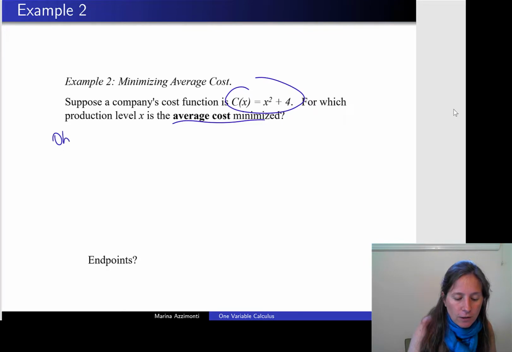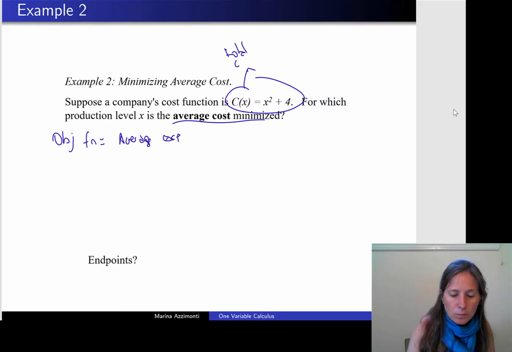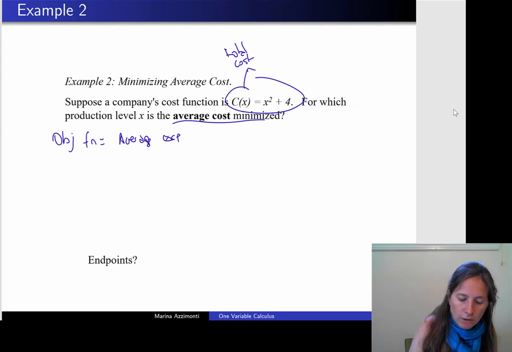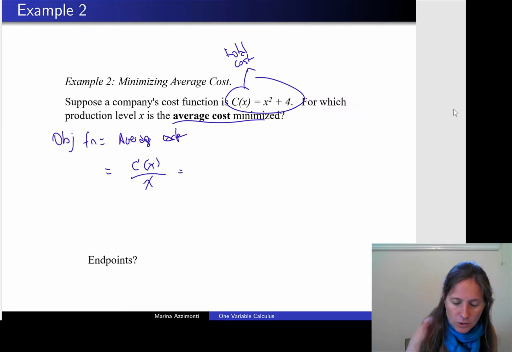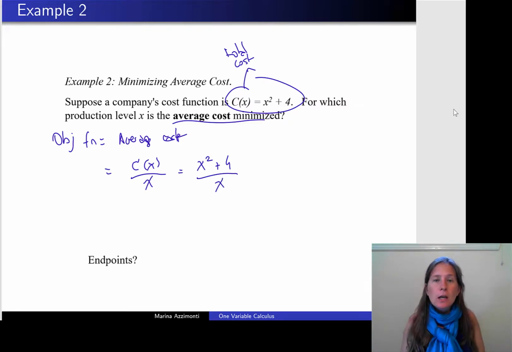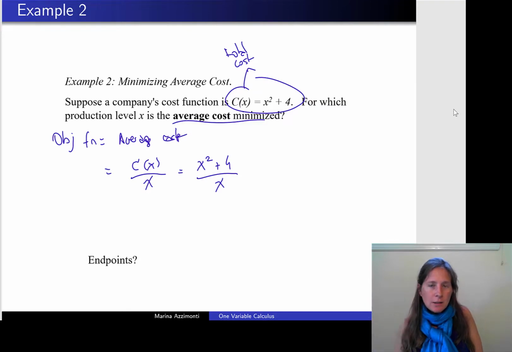So your objective function is going to be average cost. C is total cost. So what is your average cost? Your average cost is the total cost divided by x. So actually your objective is x squared plus 4 over x. Okay? In the notes, or in the other set of slides that I put online, you can see the solution to this through several steps.